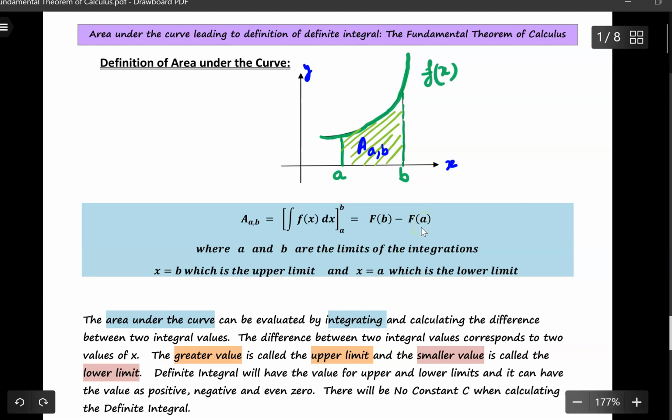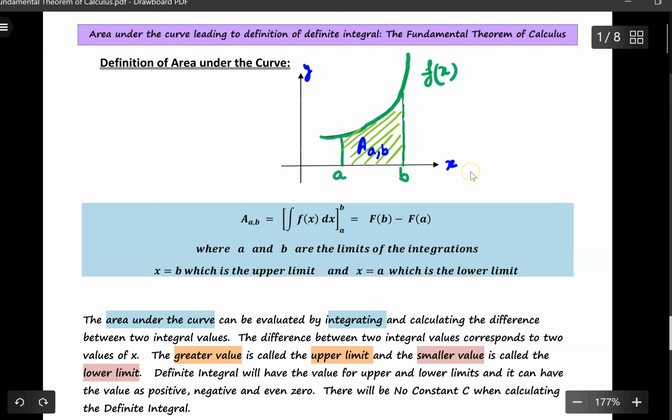So basically it is the value at the upper limit subtract the value at the lower limit. The greater value is always the upper limit. The smaller value is always the lower limit. So in this case, we always identify the lower limit as a and the upper limit as b. A definite integral has upper and lower limits, and its value varies. It can be negative, positive, and it also can be zero.